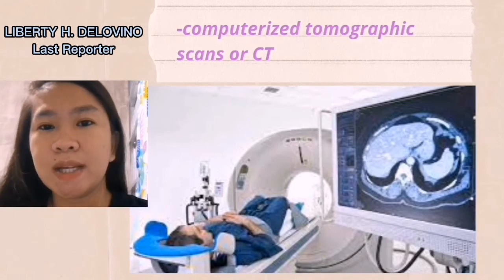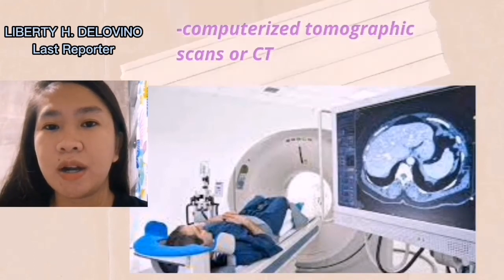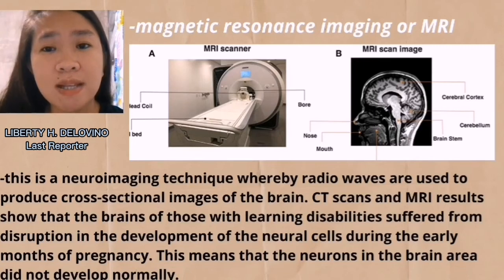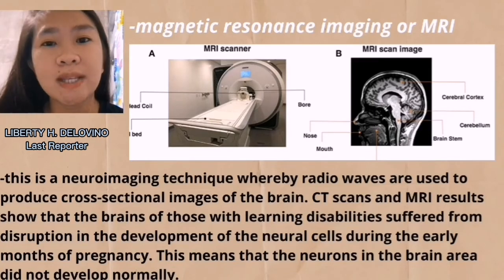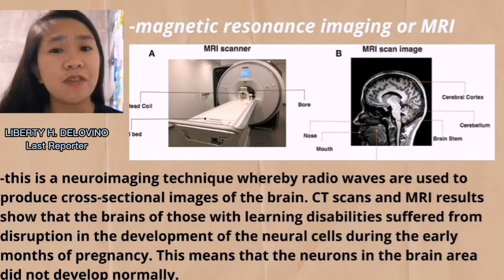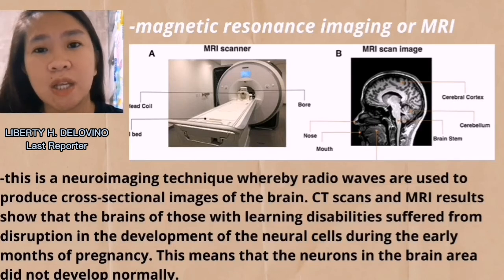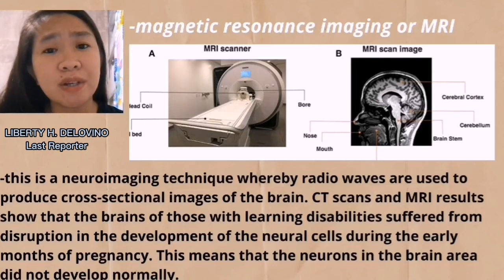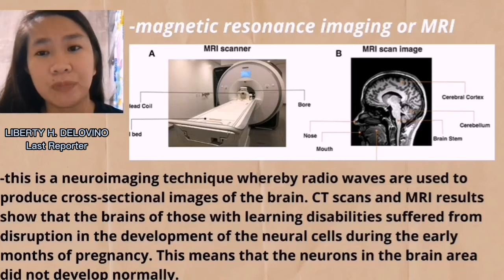The next one is magnetic resonance imaging or MRI. This is a neuroimaging technique whereby radio waves are used to produce cross-sectional images of the brain. CT scans and MRI results show that the brains of those with learning disabilities suffered from a disruption in the development of the neural cells during the early months of pregnancy. This means that the neurons in the brain area did not develop normally.